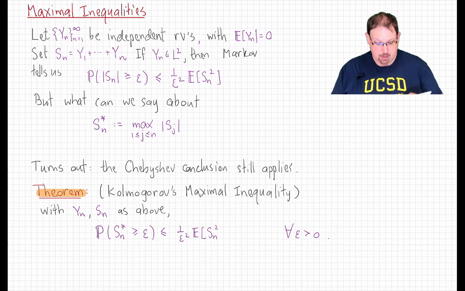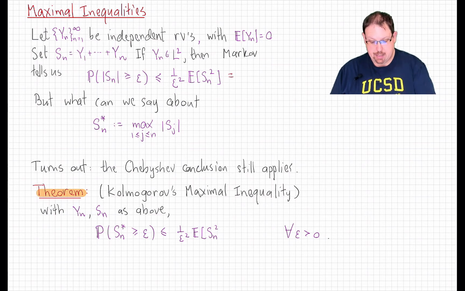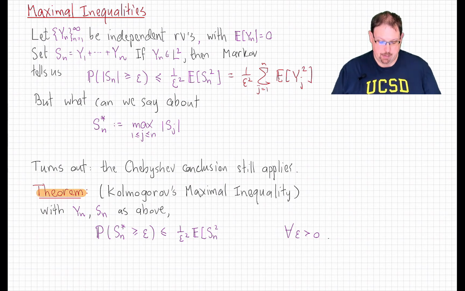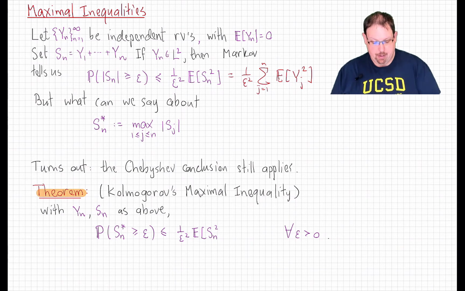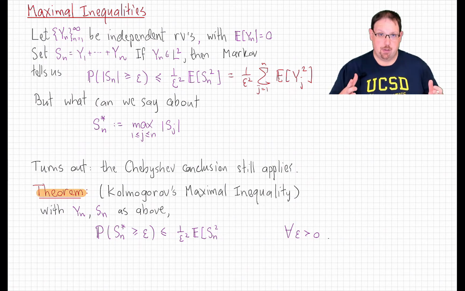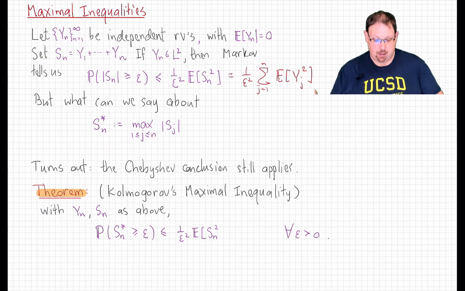And in this case, since the Yn's are independent and therefore uncorrelated, we can use the Pythagorean theorem once again to write this expectation as the sum of the expected values of the Yj squared. Great. But what can we say about this quantity, the maximum of the sums from 1 up to n? That is, the maximum of absolute value of S1, which is just Y1, absolute value of S2, absolute value of S3, up through absolute value of Sn.